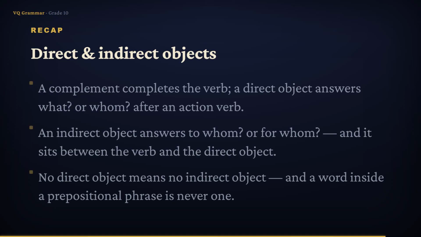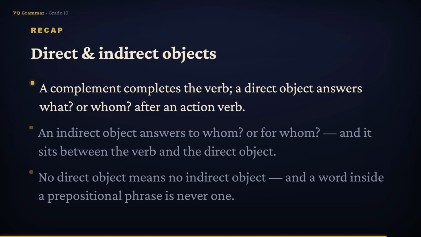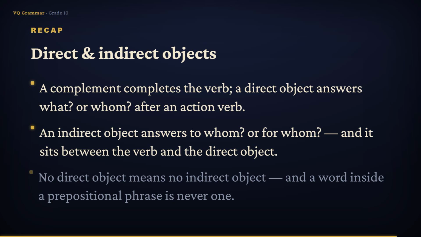Let's gather it all up. A complement is a word or a group of words that completes the meaning of the verb. And the direct object is the complement you will see most often. It answers what or whom after an action verb. Maya baked a cake. The indirect object answers to whom or for whom, and it always slides in between the verb and the direct object. Maya baked her brother a cake.